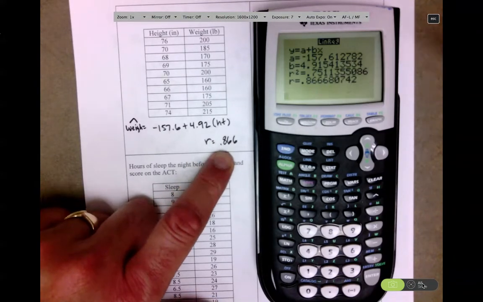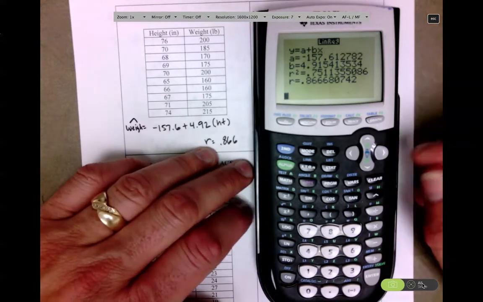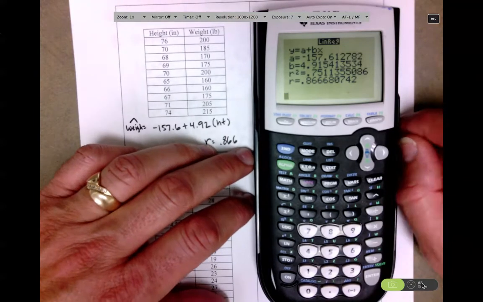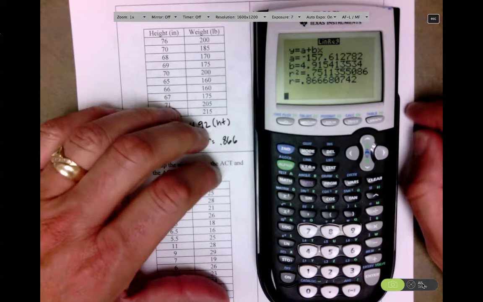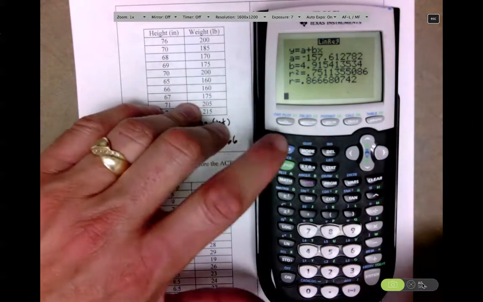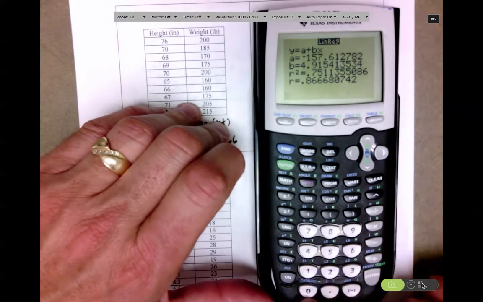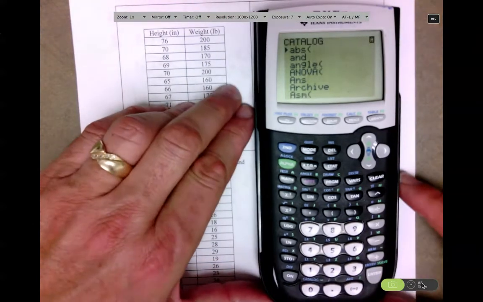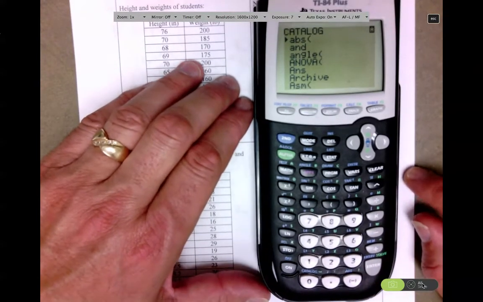And you may be looking at your calculator and saying, my calculator doesn't give me that number. All right, so you have to tell the calculator that you want to see that number. There are a couple ways to do that. One way that will work for all of your calculators is to go to second and then hit the button that corresponds to 0. And this is going to give me the catalog. This gives me everything that's built into the calculator.